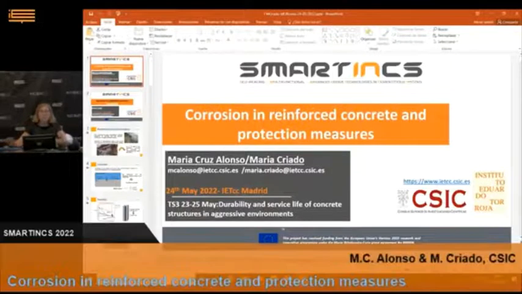We are ready then to start with the first presentation that is dedicated to corrosion in reinforced concrete and protection measures. This will have two parts, one given by Maria Criado, that is a researcher of the Eduardo Torroja Institute, and later on the second part will be given by myself dealing with protection measurements. Maria.